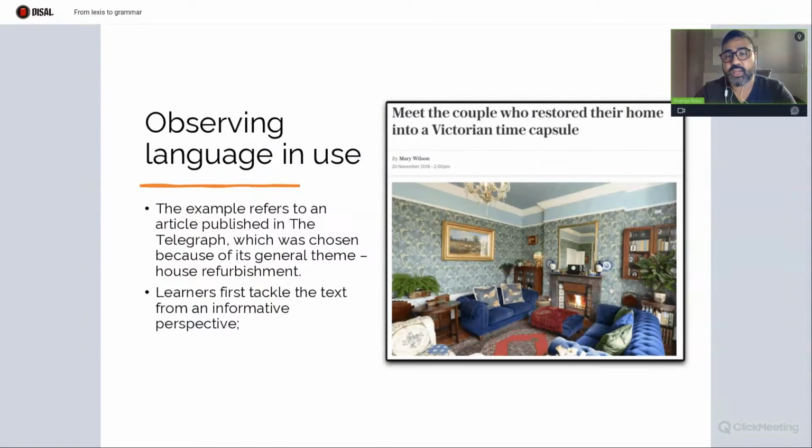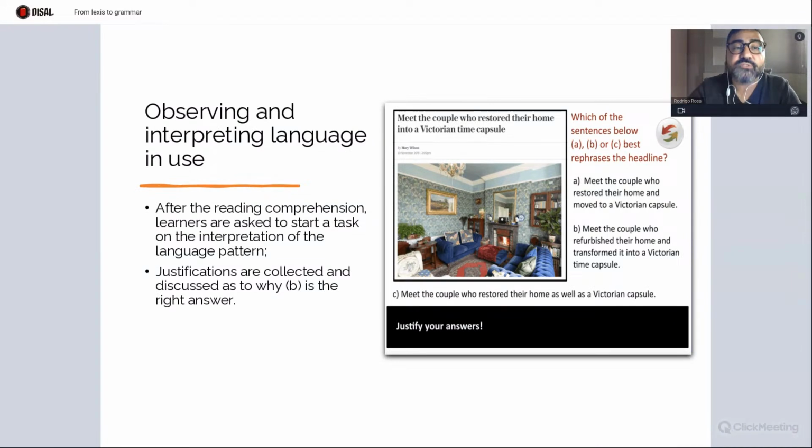And then first, what I asked learners to do was basically to tackle the text from an informative perspective. We did all of the reading comprehension phases that you're all familiarized with. Then I drew their attention to the headline of this article. And then we went for the more, let's say, interpretative aspect. After the reading comprehension, learners are asked to start a task on the interpretation of the language pattern. So I emphasized the headline, right? And I posed a couple of interpretative questions, which you can see here.